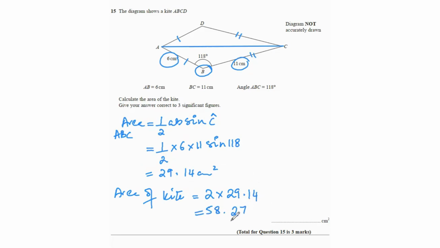So now area of kite, that was ABC, that's going to be 2 times 29.14, which equals 58.27. We want the answer correct to three significant figures. That's going to be 58.3 centimeters square. So in this question, now we're using trigonometry, but for non-right angle triangles. In the previous questions, you used trigonometry, but for right angle triangles.